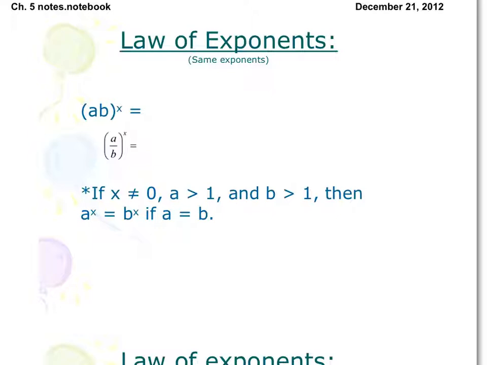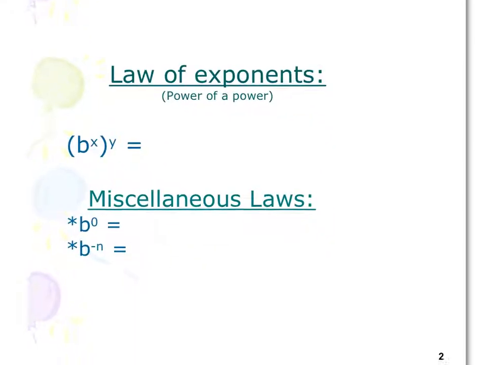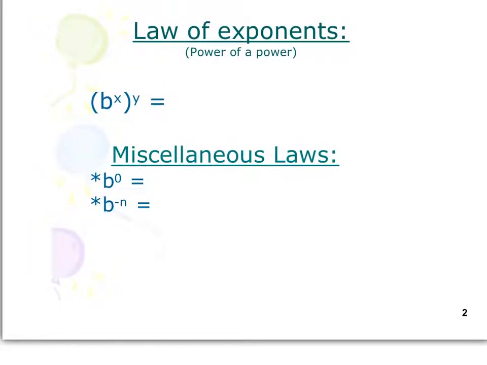If we have a term that is a product of a times b, we can take our exponent x and apply it to each component of that product individually. Likewise, if we're dividing a divided by b and raising that whole term to the x power, we could apply the exponent to each term individually. If we have b to the x power and that whole quantity raised to the y power, we could multiply those two exponents.